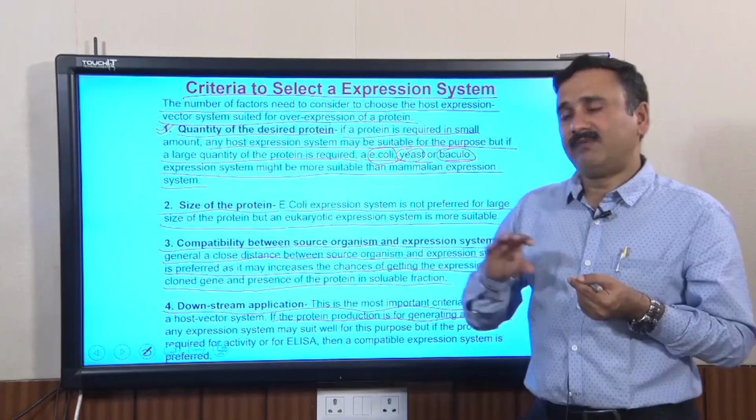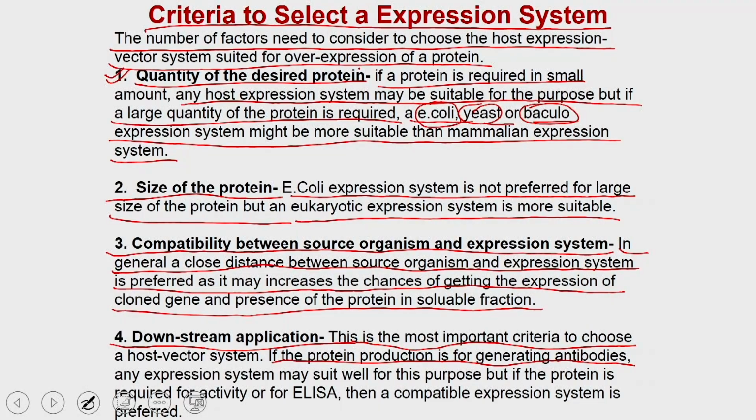So, for those kinds of applications, you can easily use E. coli, because the E. coli expression system may give you a large quantity of protein, and the manipulation as well as the cost to operate the E. coli expression system would be much cheaper compared to the mammalian, yeast or baculovirus expression system.